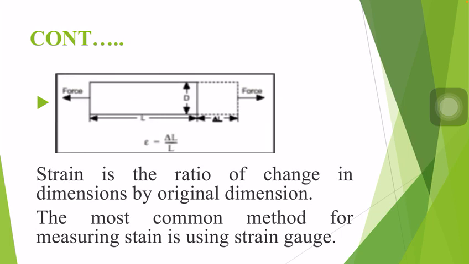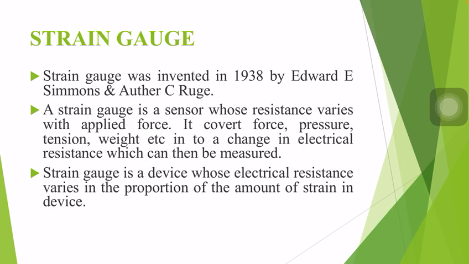The most common method for measuring strain is using a strain gauge. Strain gauge. The strain gauge was invented in 1938 by Edward E. Simmons and Arthur C. Ruge. A strain gauge is a sensor whose resistance varies with applied force. We all know that force, pressure, tension, weight, etc., are all related. They can be converted from one form to another. Therefore, we can use a strain gauge to measure force, pressure, tension, etc.